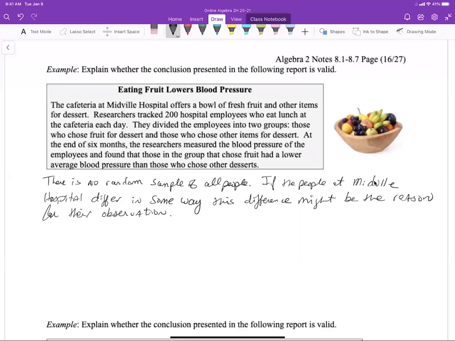There is no random assignment to the treatment. They didn't assign people to eat fruit and others not. They just observed. So there is no random assignment to the treatment.